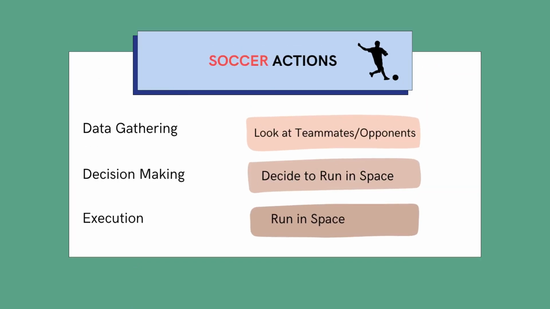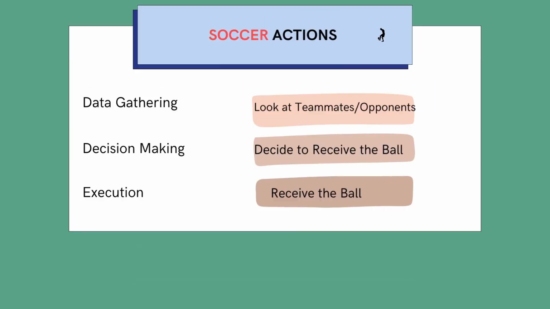Okay, so a couple more soccer actions. Let's say, for example, this one is without a ball. You look at the teammates, you look at the opponents, you look where the ball is, and you decide to run into space to open up to receive the ball. So that's the decision making, and the final thing is you actually just run, right? There's no interaction with the ball at this point.